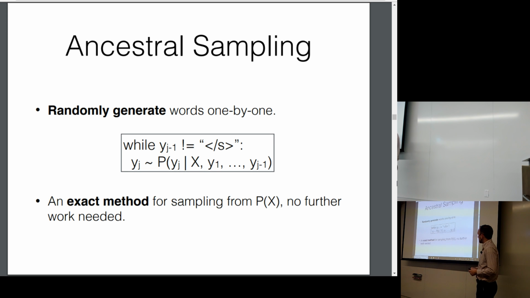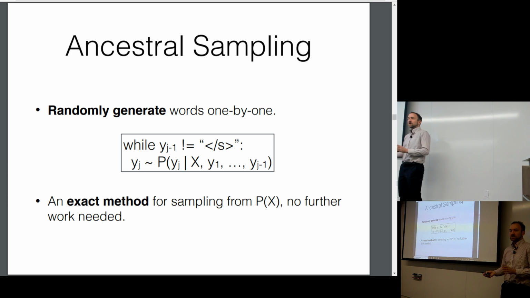Sorry, this should be P of y given x. But the good thing about this is it's an exact method for sampling. We can exactly sample from the probability distribution and get random outputs according to P of y given x.